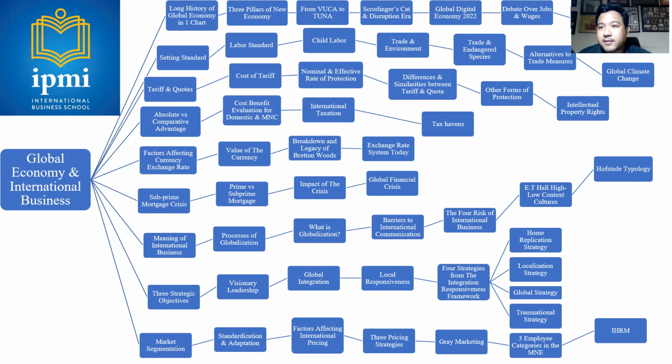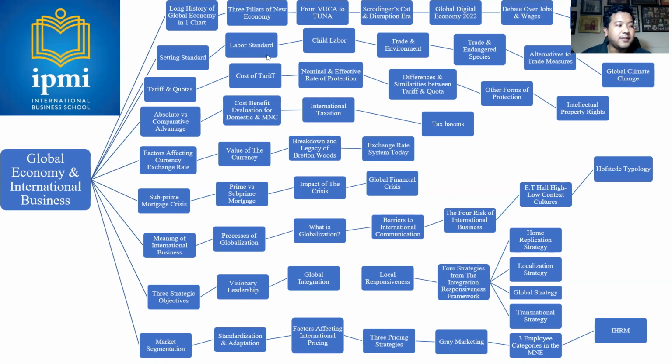And then the last part of this aspect is the debate over income inequality, where the income inequality is within nations, between nations, and globally. Okay, and next we also discuss setting standards. There are three possibilities of setting standards: the harmonization of standards, mutual recognition of standards, and separate standards.